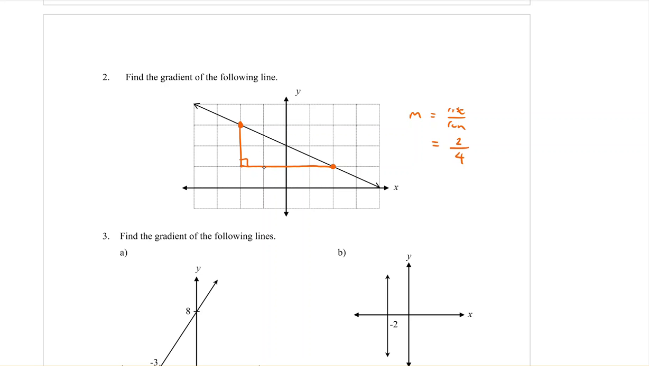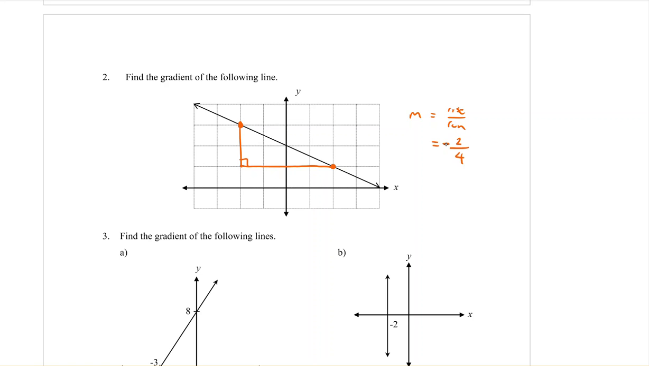Is that line uphill or downhill? As I'm coming from the left, is it going up the hill? It's going down, that's right. And downhill means that gradient needs to be negative. So if it is a downhill sloping line, you just put a minus sign in front of that fraction that you just found. So it's minus 2 over 4.